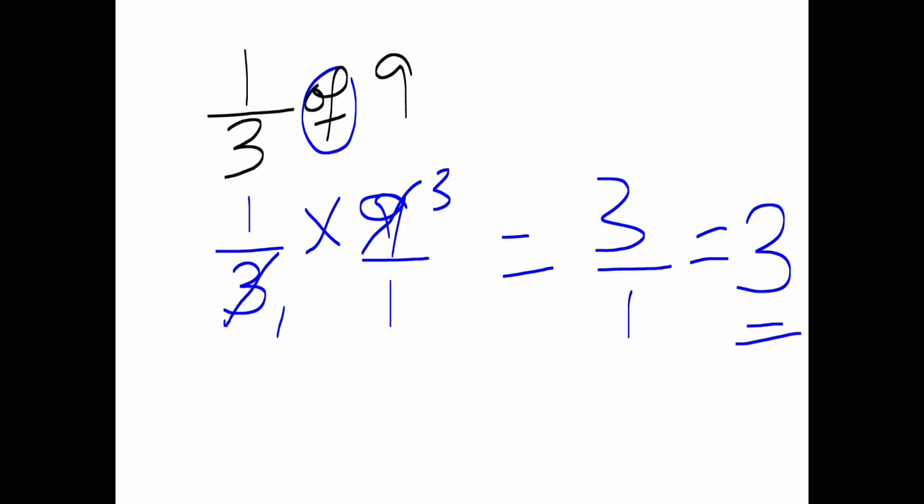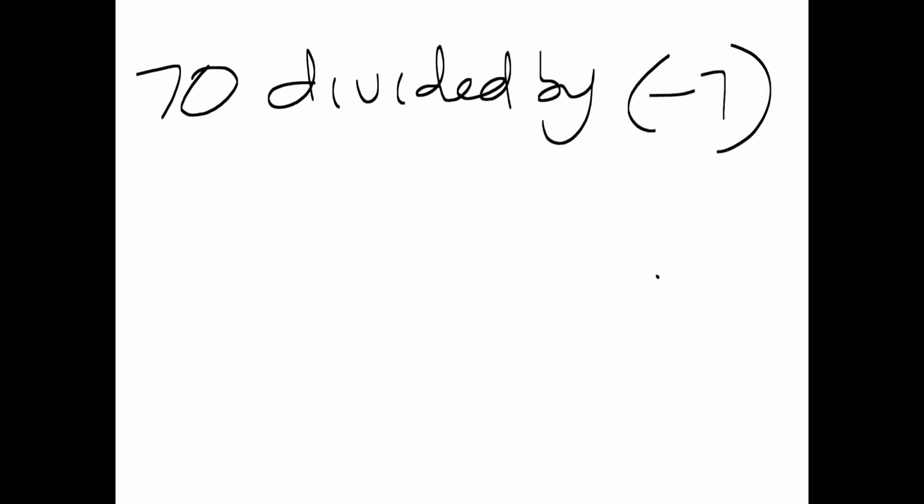So the next question says 70 divided by minus 7, right? So this means 70 divided by minus 7. And what does this indicate? It indicates that our invisible sign for 70 is what? Plus. That's very good.